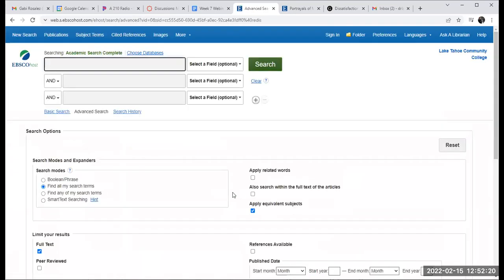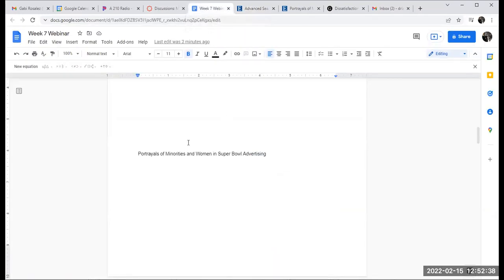If you're at home, it's going to ask you for your username and password, which should be the same as what you use for Canvas. And you type that in. And then search for what you're interested in. Okay. So just to let you know, I found something. And what I did is I wrote down the title of it. And that is Portrayals of Minorities and Women in Super Bowl Advertising. So it was an interesting article and it had what I needed to show. Okay.